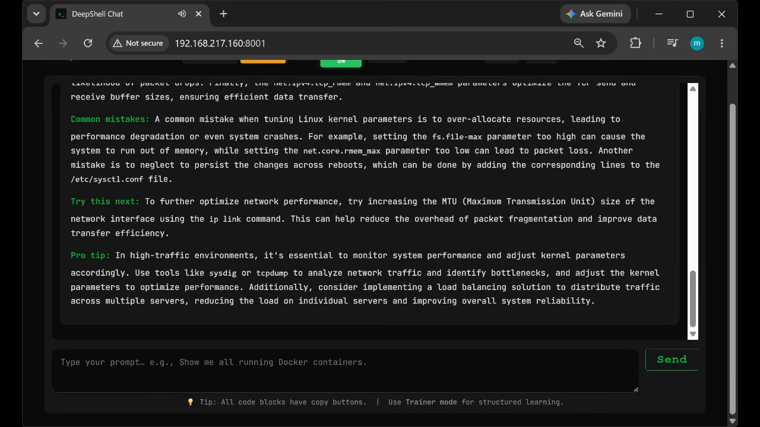Common mistakes. A common mistake when tuning Linux kernel parameters is to over-allocate resources, leading to performance degradation or even system crashes. For example, setting the fs.file-max parameter too high can cause the system to run out of memory, while setting the net.core.rmem_max parameter too low can lead to packet loss.